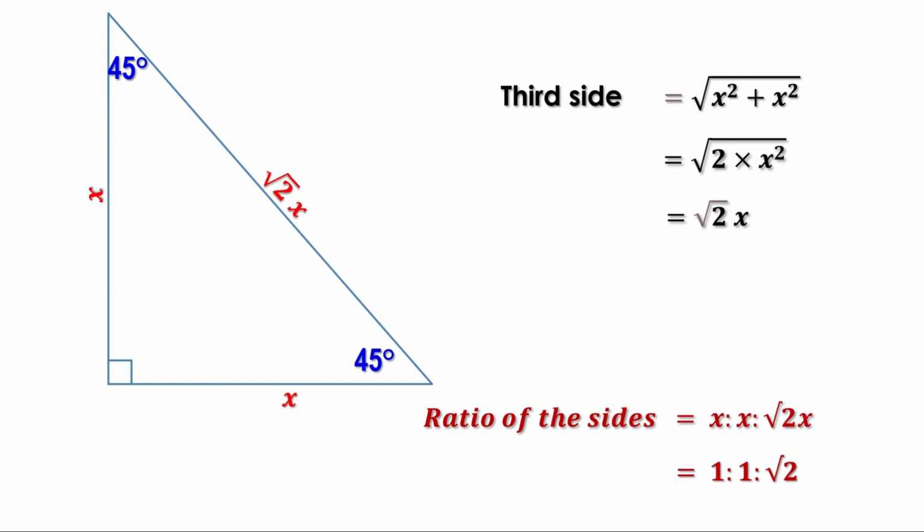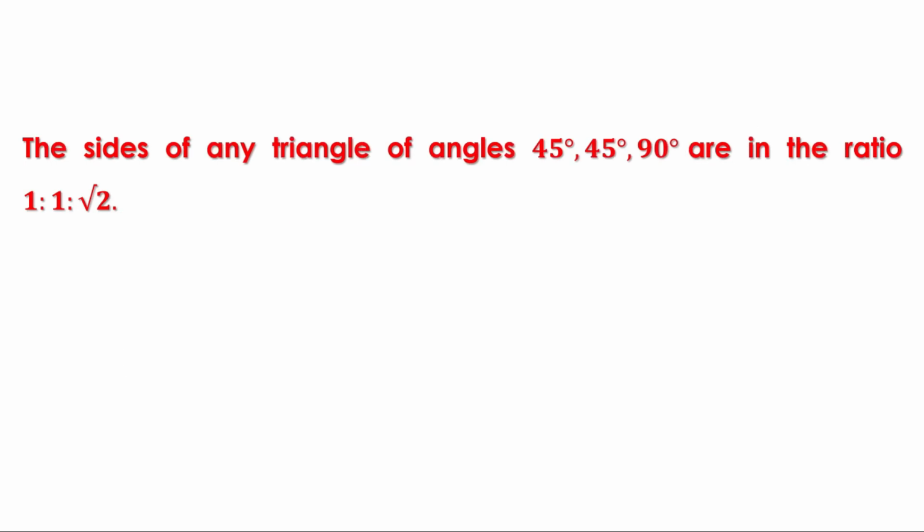Here we have to remember one thing, that we can draw isosceles right angle triangle of any size. For example, we can draw an isosceles right angle triangle, that is a triangle with angles 45 degree, 45 degree and 90 degree with base 5 and altitude 5, then hypotenuse is 5 root 2. We can draw a larger triangle by taking base 50, then altitude is also 50 and hypotenuse is 50 root 2. That means whether it is small or large, if the angles are 45 degree, 45 degree and 90 degree, the sides may be different, but they are always in the ratio 1 is to 1 is to root 2. So we can say the sides of any triangle of angles 45 degree, 45 degree, 90 degree are in the ratio 1 is to 1 is to root 2.